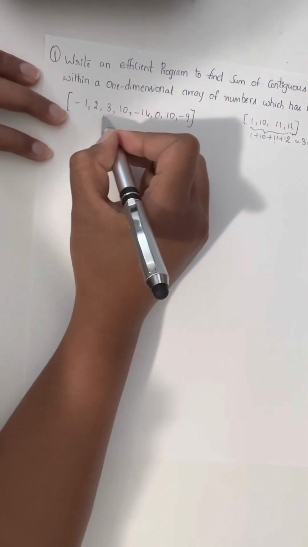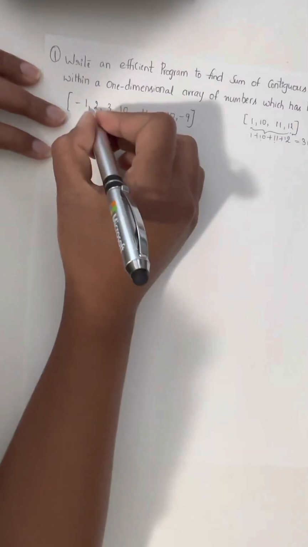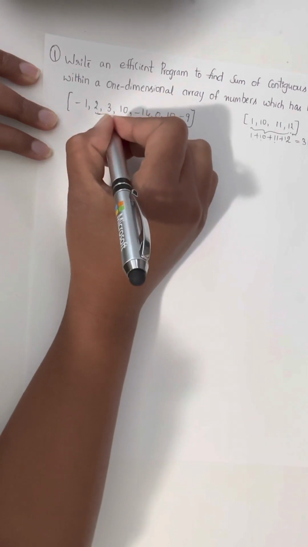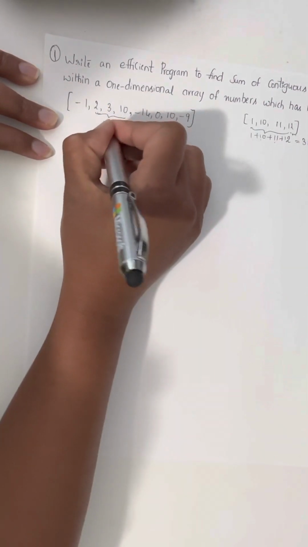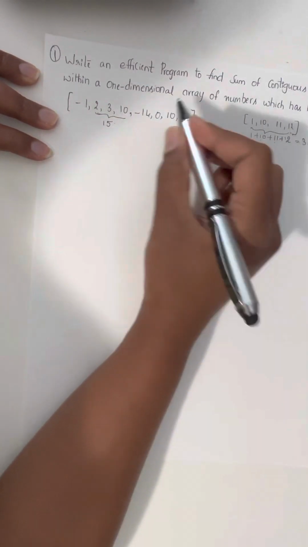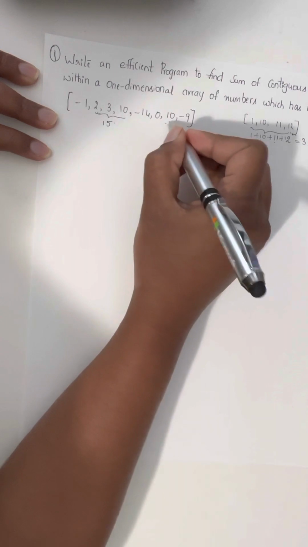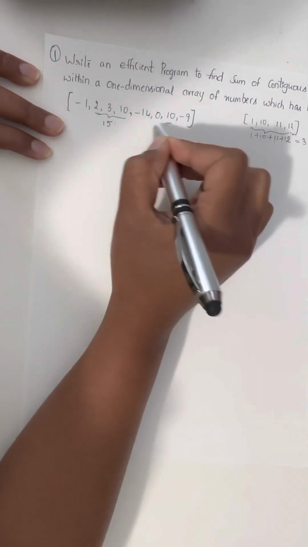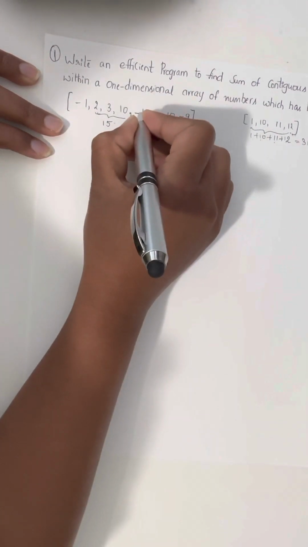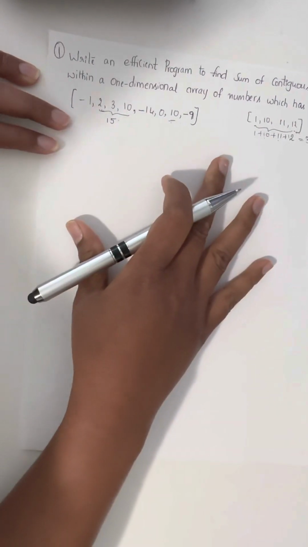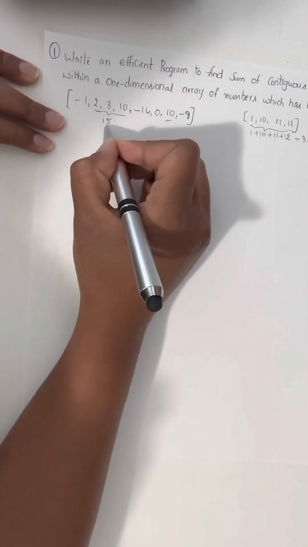So if you see this array, what should be our answer? If we add 2 plus 3 plus 10, this is 15, and this is -14, so I am going to ignore it, and we have 10 here. So 15 would be the largest sum in this array, because this is -14 and we have -9 here. So how should we achieve the largest sum in a programmatic way?